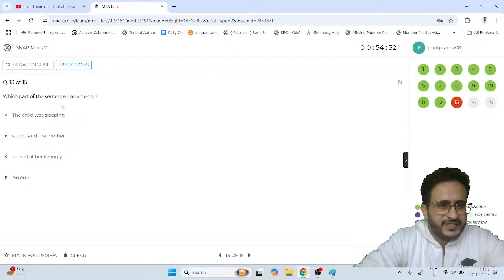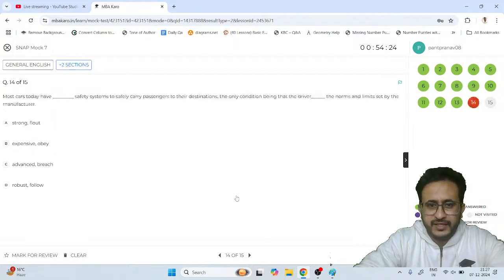Which part of the sentence has an error? The child was sleeping sound and the mother looked at her lovingly. I think no error. And the last two questions.